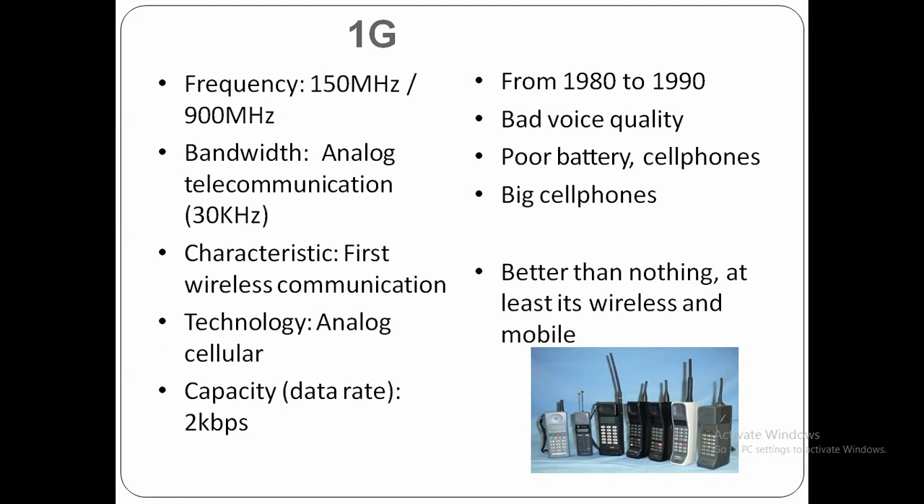1G was launched commercially in Tokyo, Japan by the firm NTT Docomo. After that came some advanced technology. Here are the drawbacks of 1G technology: bad voice quality, poor battery life, large size, no security, limited capacity in the phones, and poor reliability. This is all about 1G.